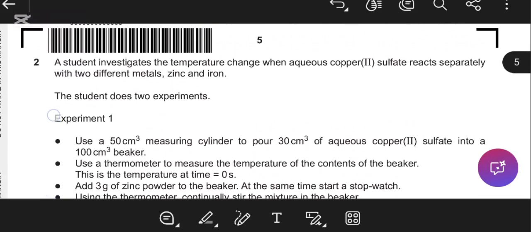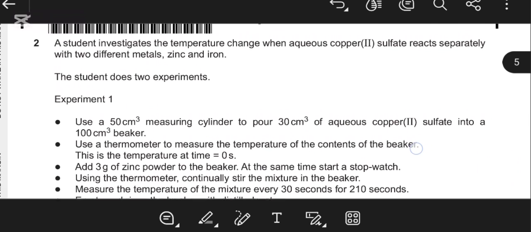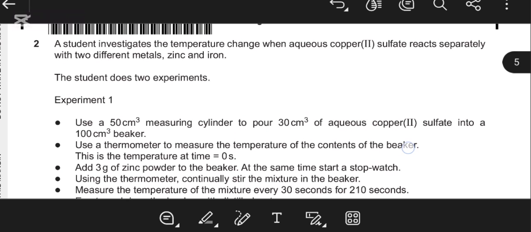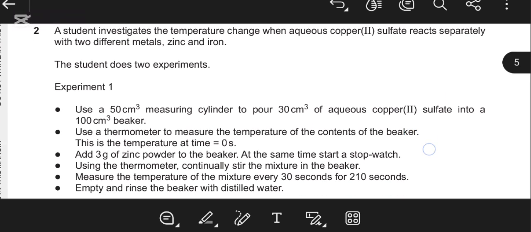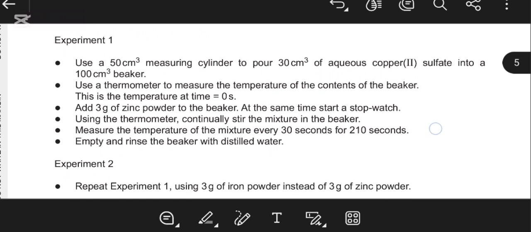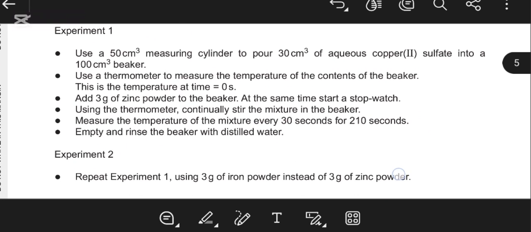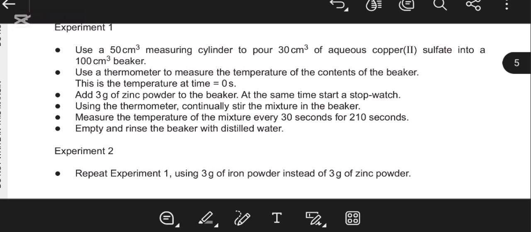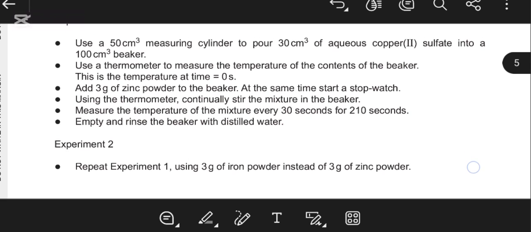Now, moving on to the next question. The student investigates the temperature change. This is a very common question. Please understand this very well. A student investigates the temperature change when aqueous copper sulfate reacts separately with 2 different metals, zinc and iron. The student does 2 experiments. Experiment 1: use a 50 cm³ measuring cylinder. Note that they have used a measuring cylinder, so you can use a pipette or burette, which is more accurate. So this can be an error.